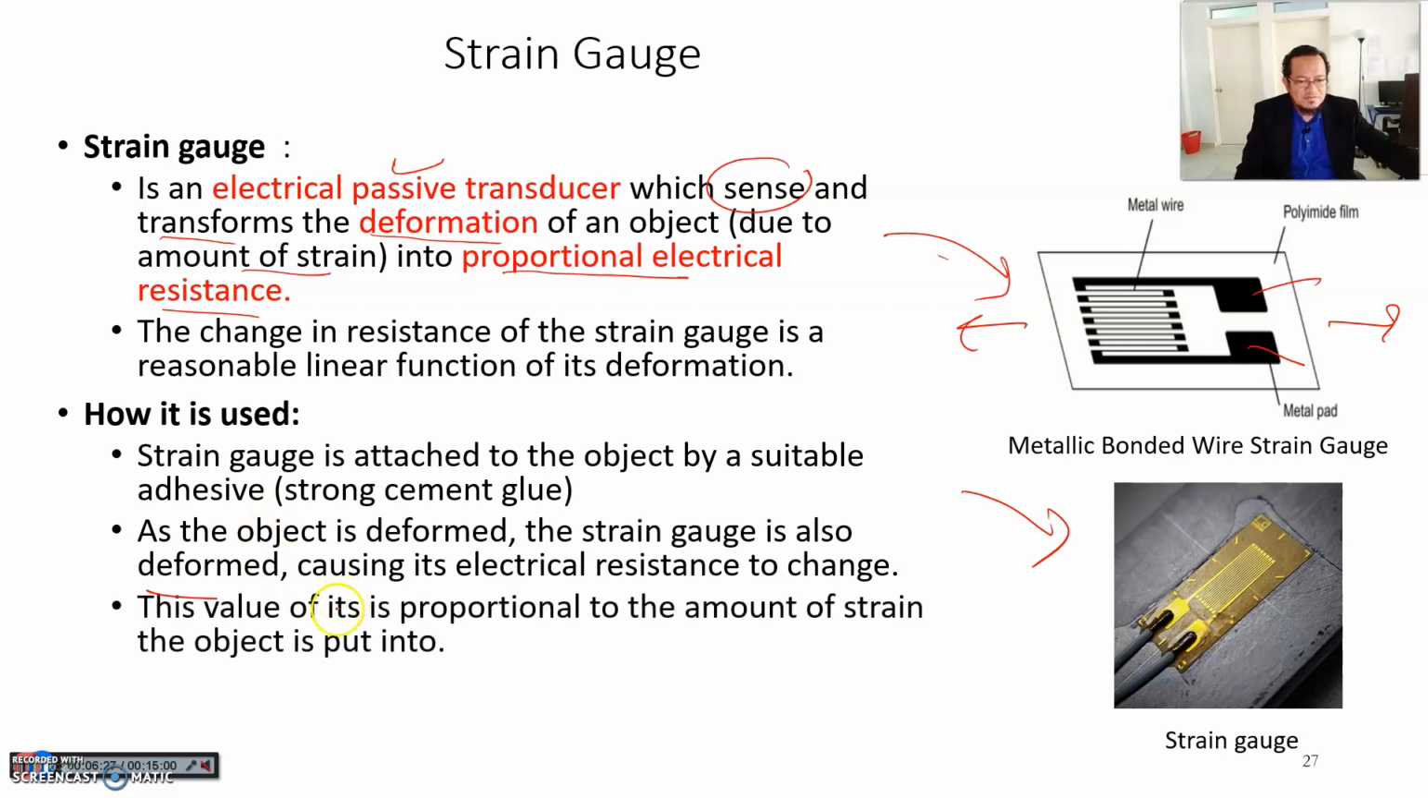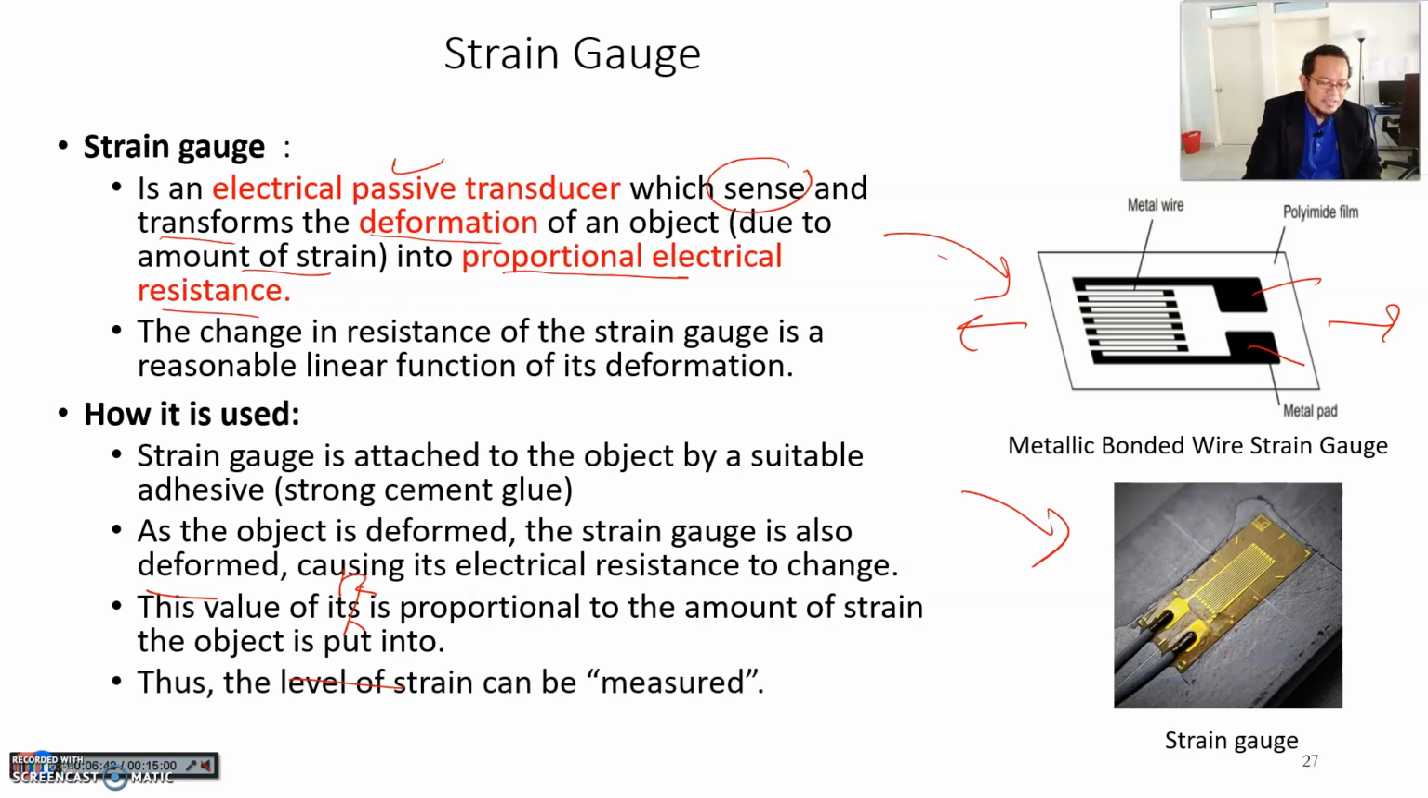So the value of its resistance, basically R here, is proportional to the amount of strain the object is put into. The higher the strain is increased, the greater the resistance. So the level of strain can be measured.